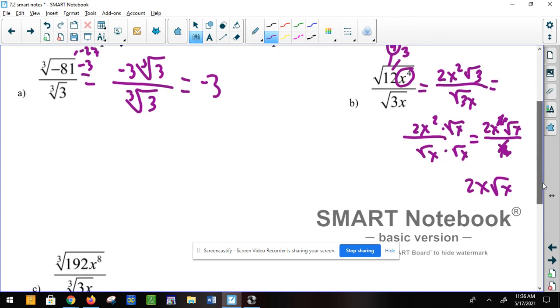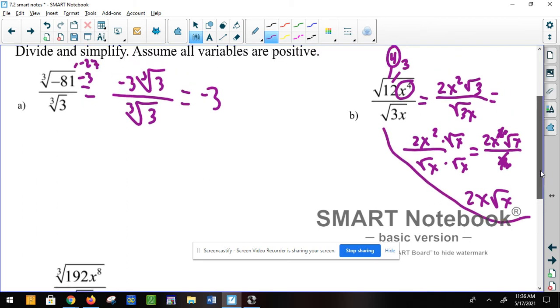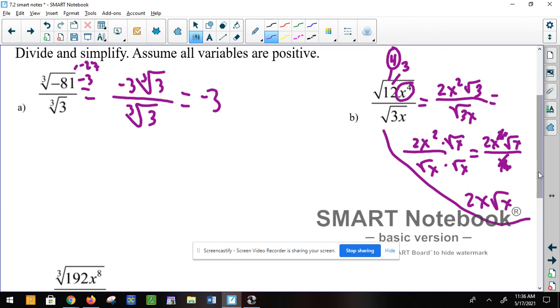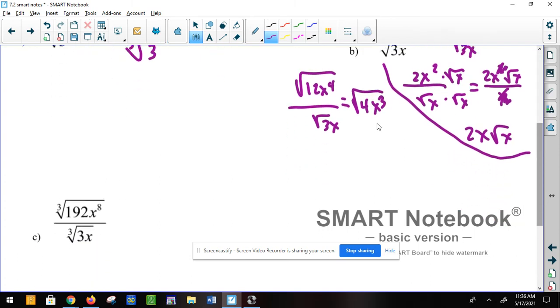Probably not the easiest way to do it. So actually, I'm not going to stop the video, but here's another way to think about this one. Divide first. All right, so let me just rewrite that over here. You got square root of 12x to the fourth over square root of 3x. You can divide first. So like 12 divided by 3 is 4. And x to the fourth divided by x is x cubed. And now you can simplify that instead of having to rationalize.